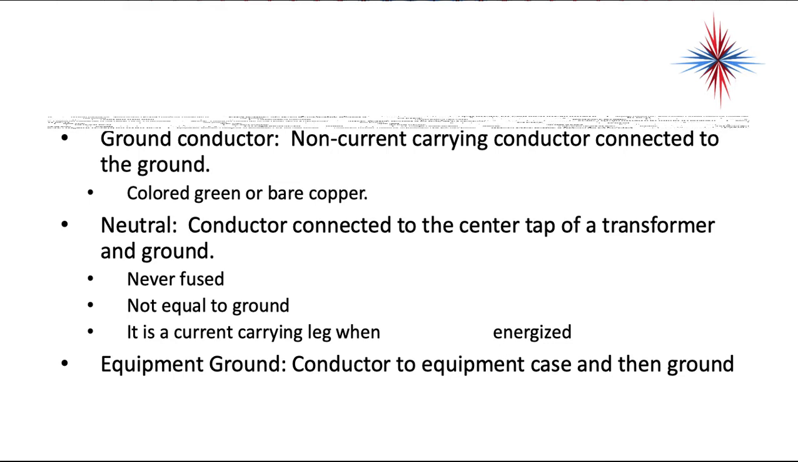Neutral, it's a conductor connected to the center tap of a transformer and ground. It's never fused, it's not equal to ground. It's a current carrying leg when it's energized. Equipment ground, conductor to equipment case and then ground. That's a safety.